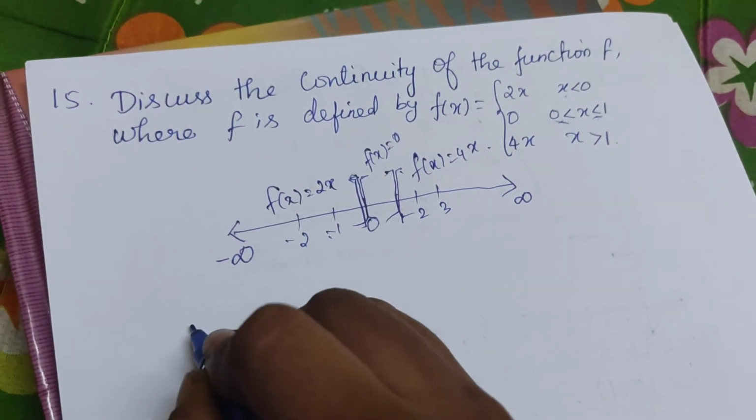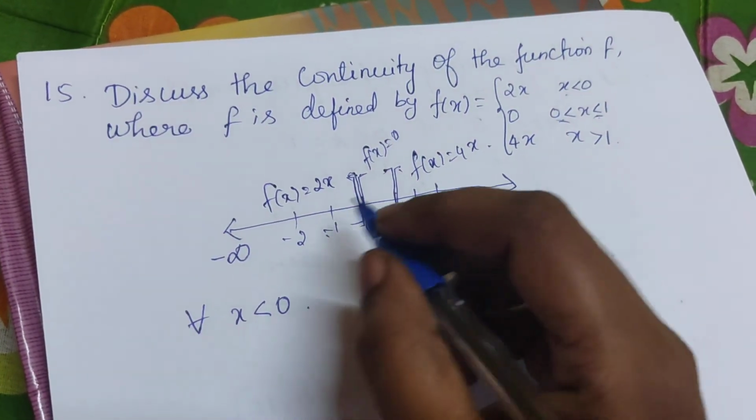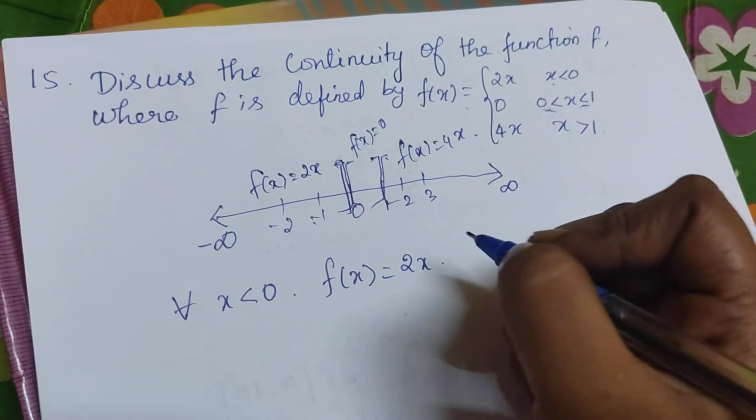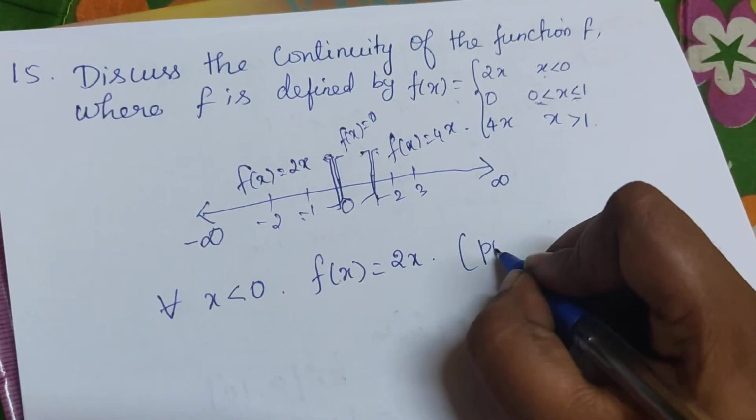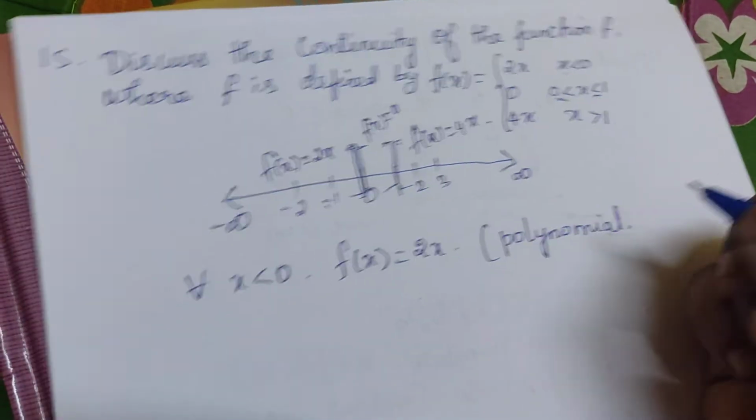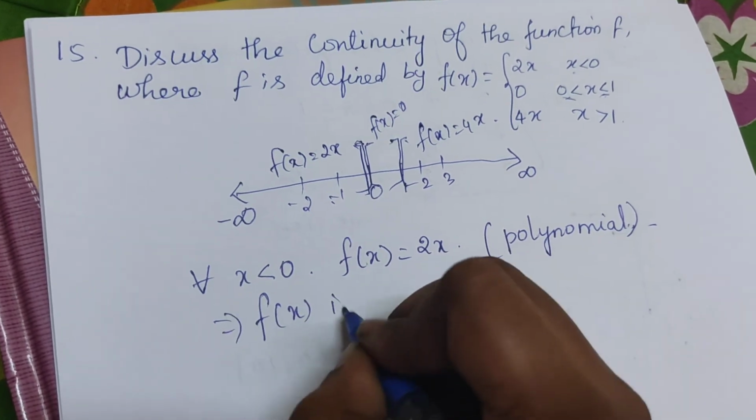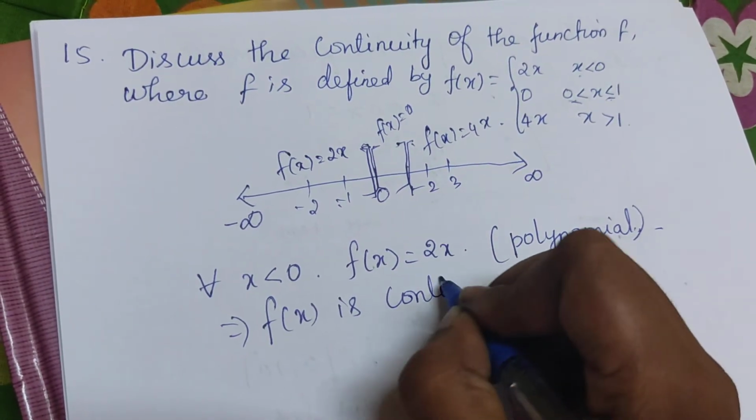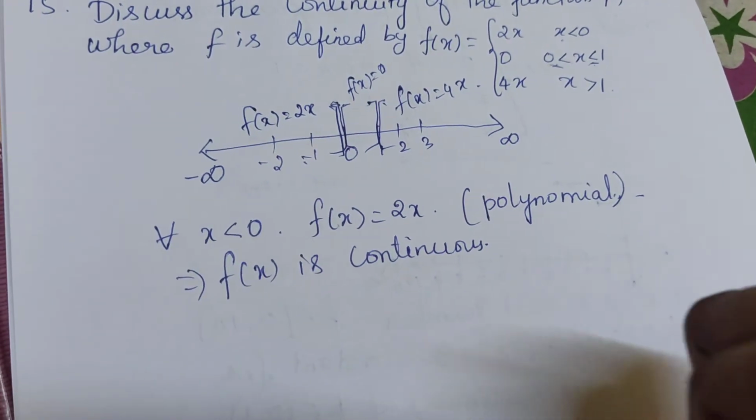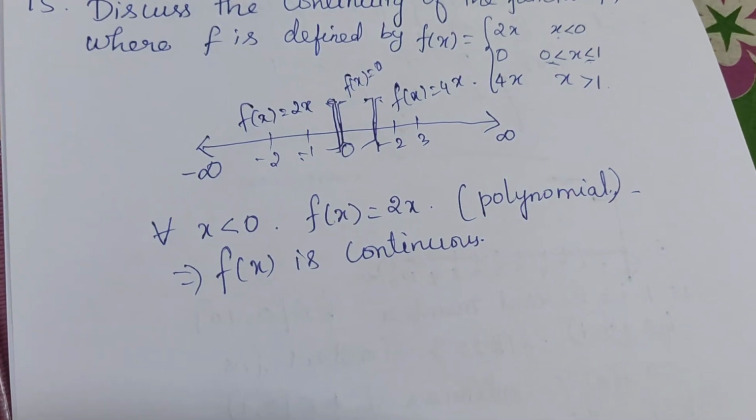Now if I take all x less than 0, f of x is equal to 2x, which is a polynomial. Since it is a polynomial, it will be a continuous function. F of x is continuous. Or if you want to prove it using the definition, fine, you can follow that way also.